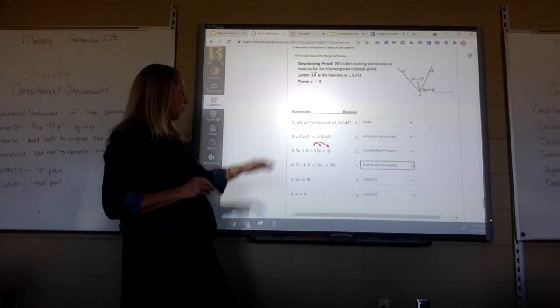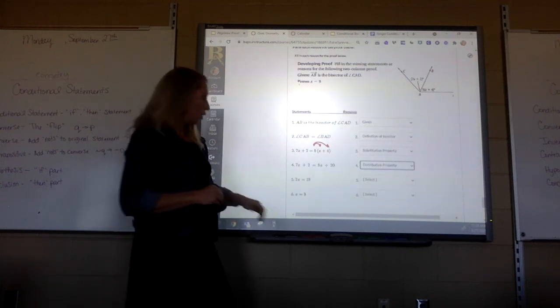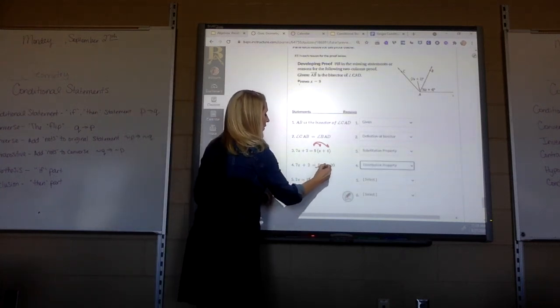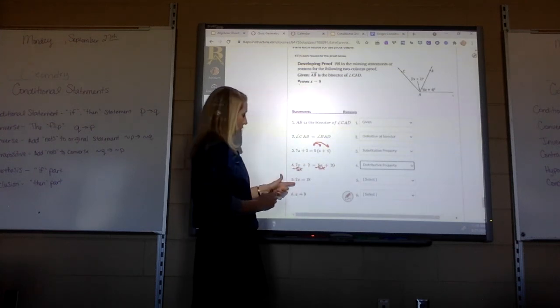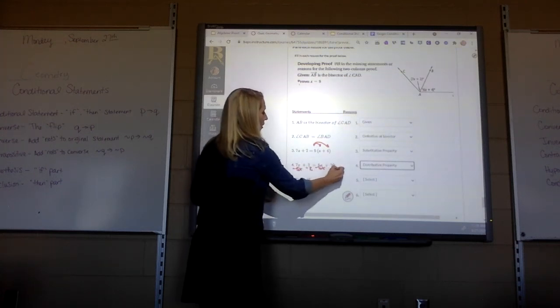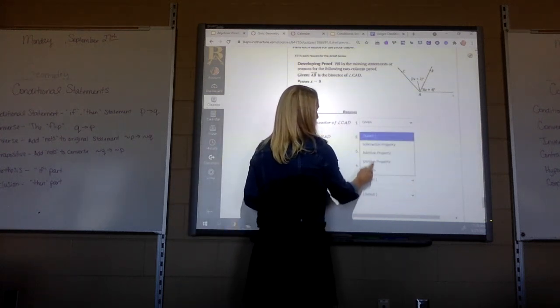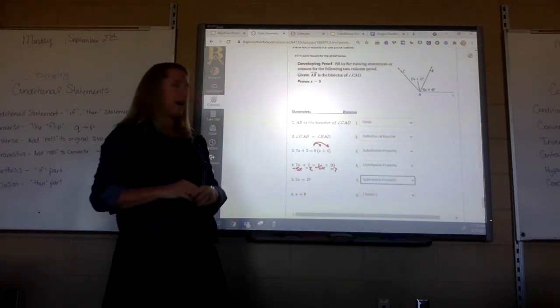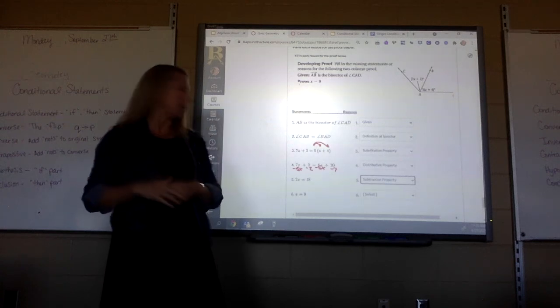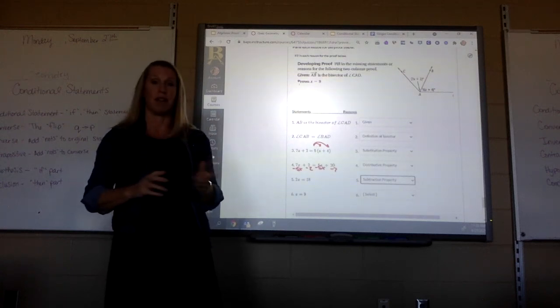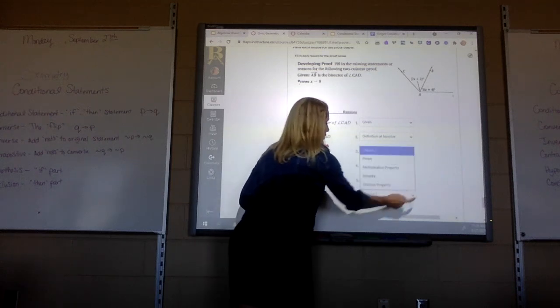Then what happens from step 4 to step 5? Well, notice we subtracted the 5x on both sides to get the 2x, and I subtracted the 2 on both sides to get the 18. So that would be subtraction property. And then finally, what happens from step 5 to step 6? Well, we divided both sides by 2, so division property.